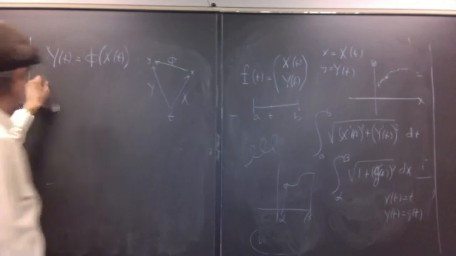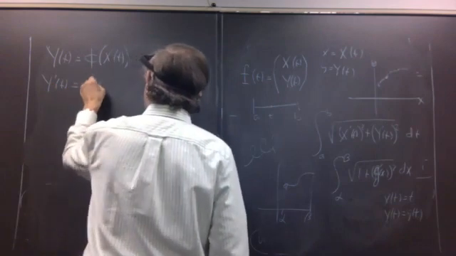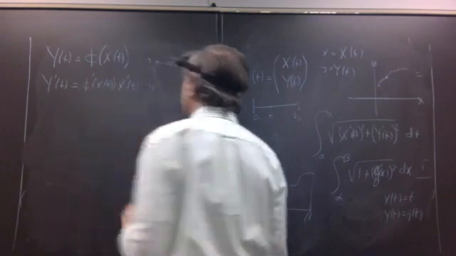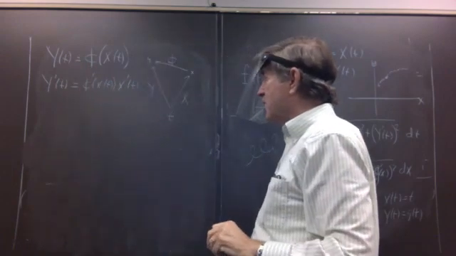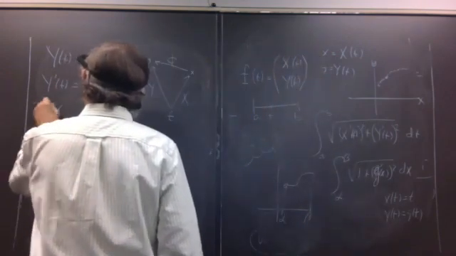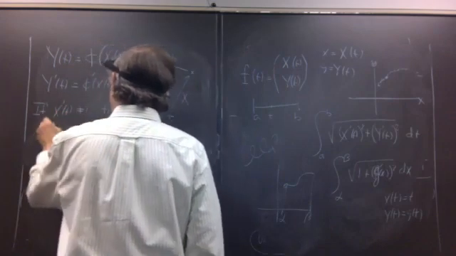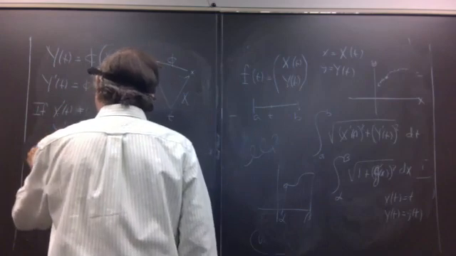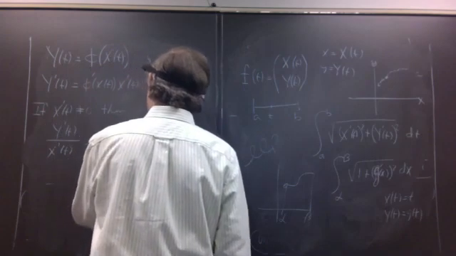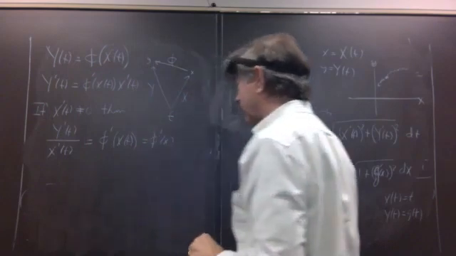Well, if that's the case, I'm going to differentiate. When I do that, I need the chain rule. I differentiate the outside, leave the inside alone, and so on. And now I'm going to make a condition. If x prime of t is not 0, then y prime of t over x prime of t equals phi prime of x of t, which is phi prime of x, little x.